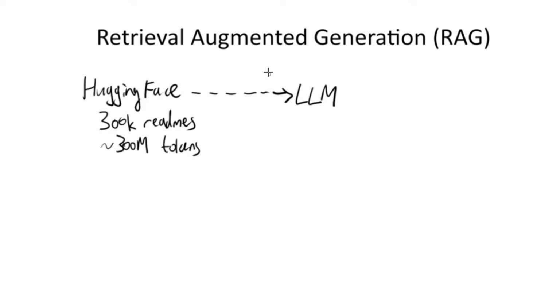But now the problem is we can't feed all of that information into the LLM, because the context window for most LLMs today is somewhere between 8,000 and 32,000 tokens, which is a decent amount of text. Like if you print it out, it will be 50 pages or so, but it's not enough to put all of HuggingFace into the context window. So we need a different approach.